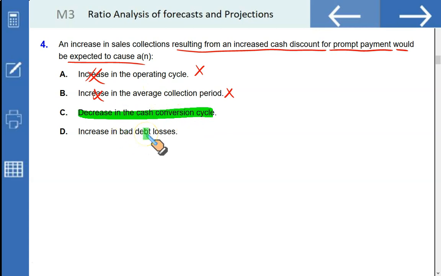Increase in bad debt losses would decrease from an increase in sales collection, because when you collect your money more frequently, the chances of bad debts will decrease. There will be fewer bad debts, so this is wrong. Decrease in bad debts, hence the wrong option.